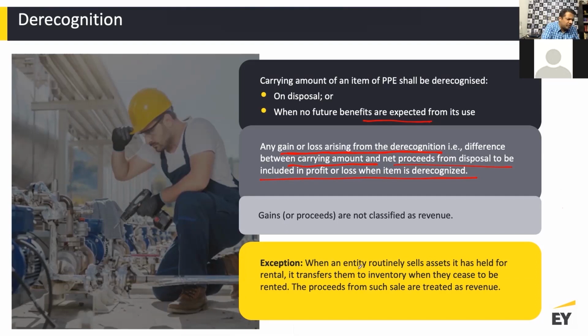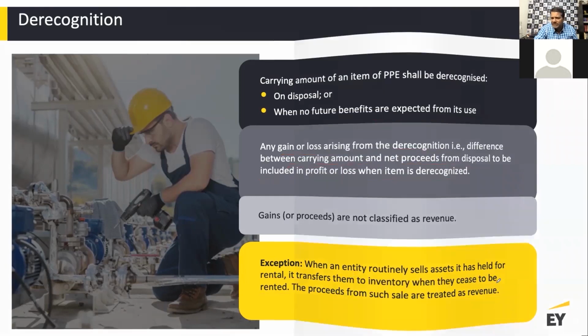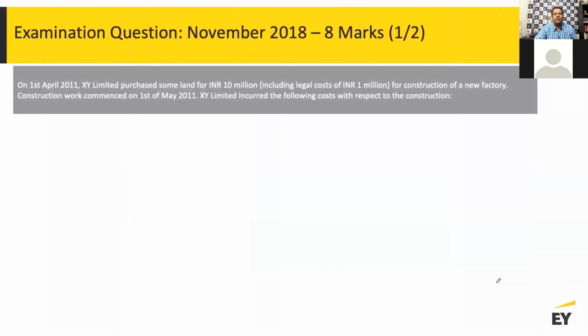So when an entity routinely sells assets held for rental, it transfers them to inventory. When they cease to be rented, the proceeds from such sale are treated as revenue. A very unique example. If you were to move them to inventory, any sale of inventory has to be recognized as revenue, but this is very, very uncommon. We don't commonly see this from that perspective.